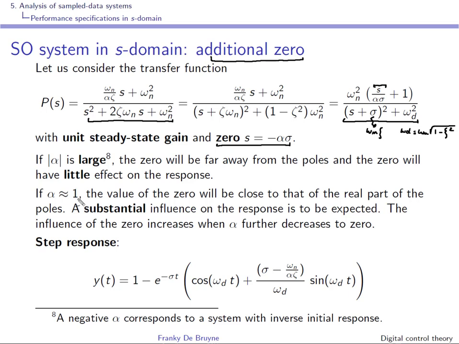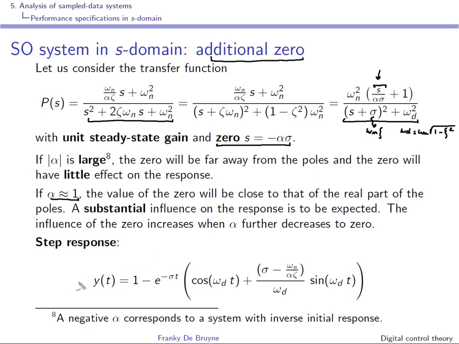If alpha is approximately 1, then the value of the 0 will be close to the real part of the poles, and a substantial effect can be expected, as you can see over here. And when the value of alpha decreases to 0, the influence of the 0 will further increase, as you can see over here.